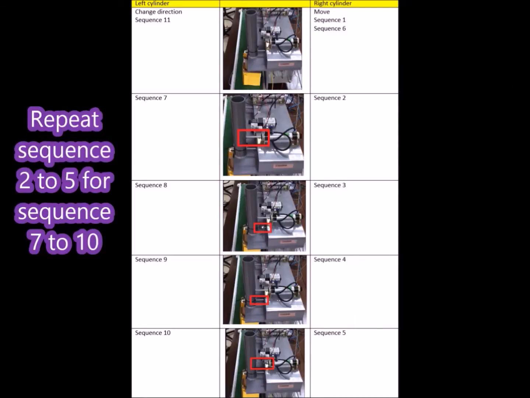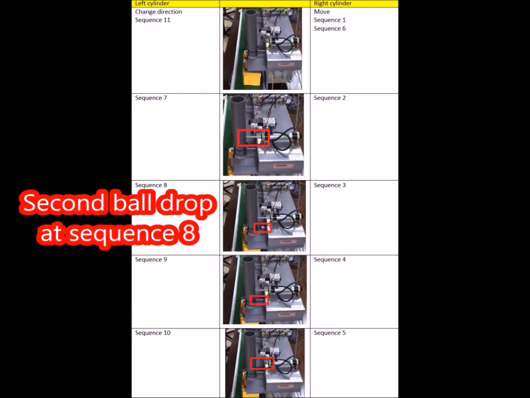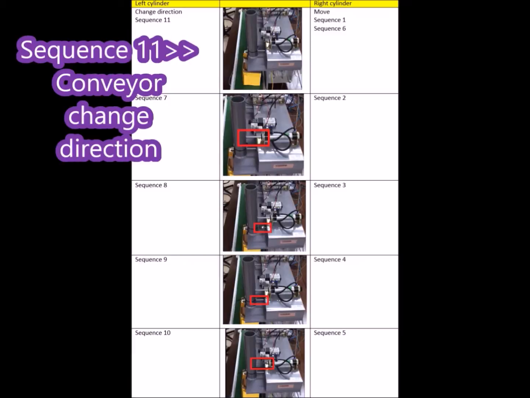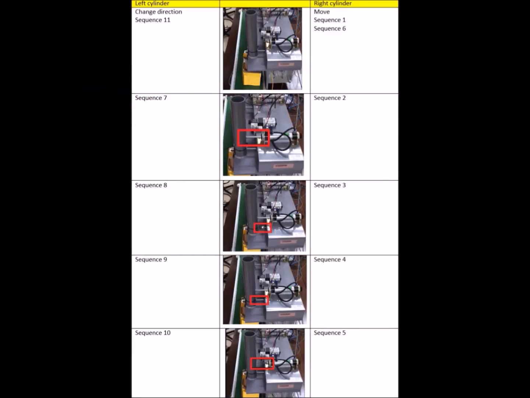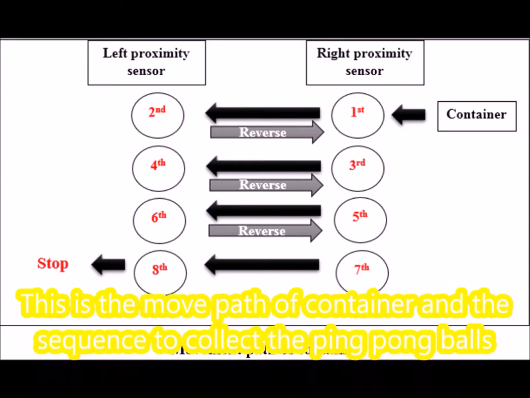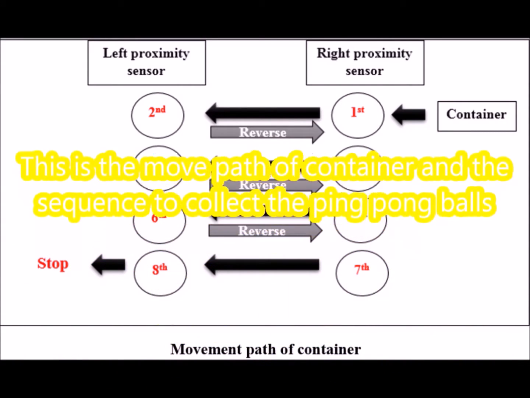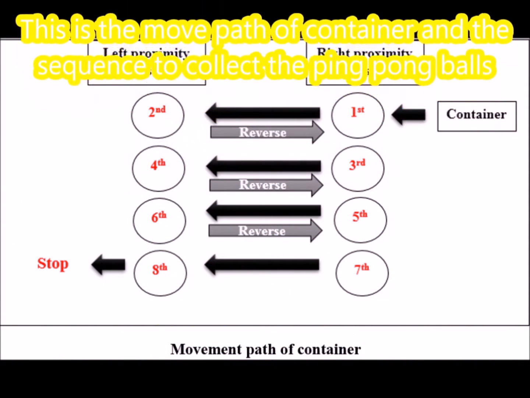Then, repeat sequence 2 to 5 for sequence 7 to 10. Sequence 11: conveyor changes direction. Lastly, this is the move path of the container and the sequence to collect the ping pong balls.